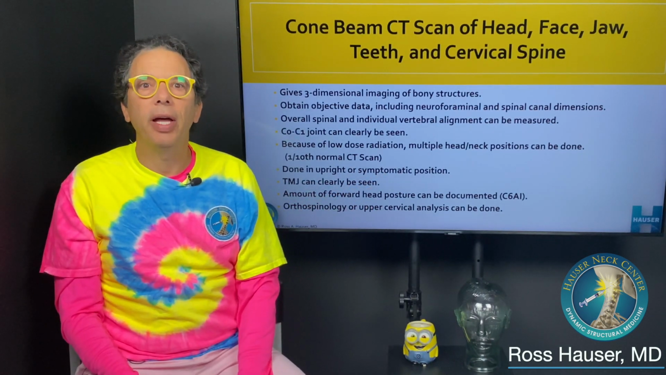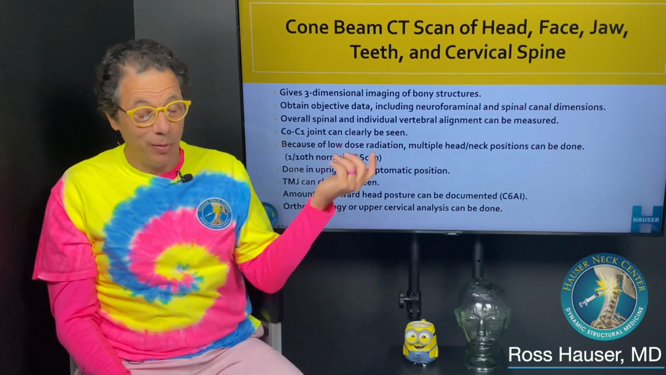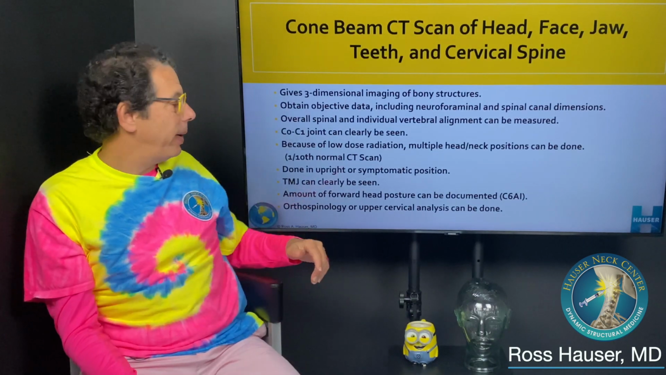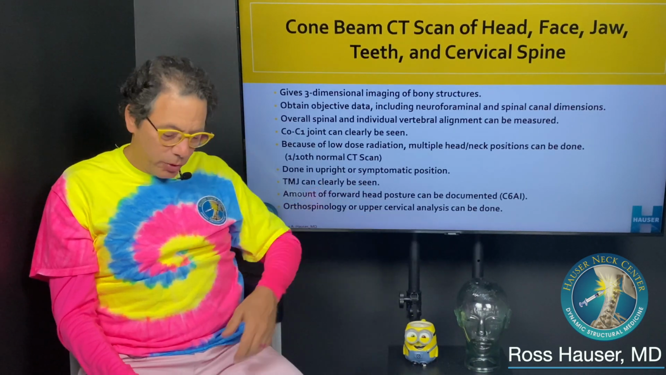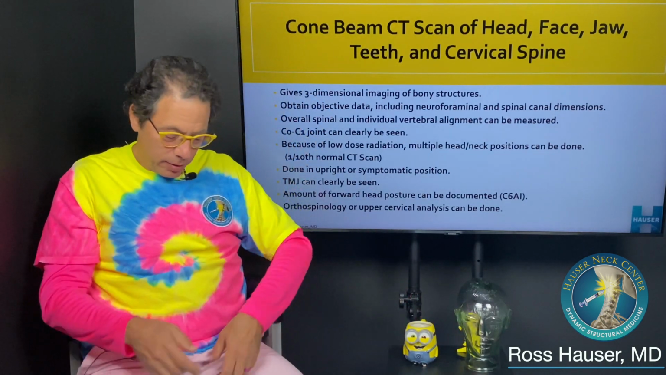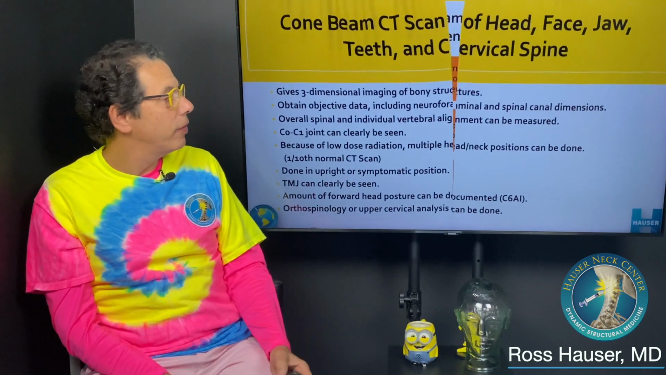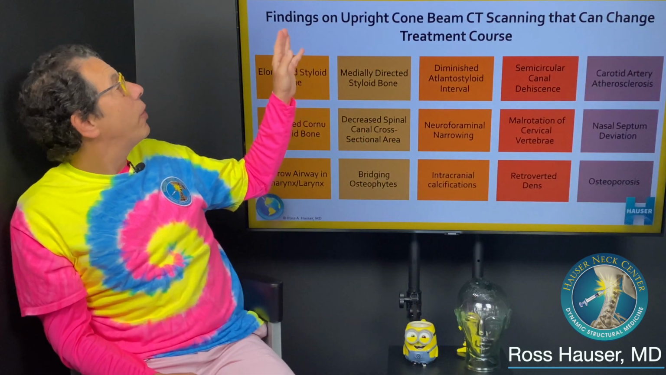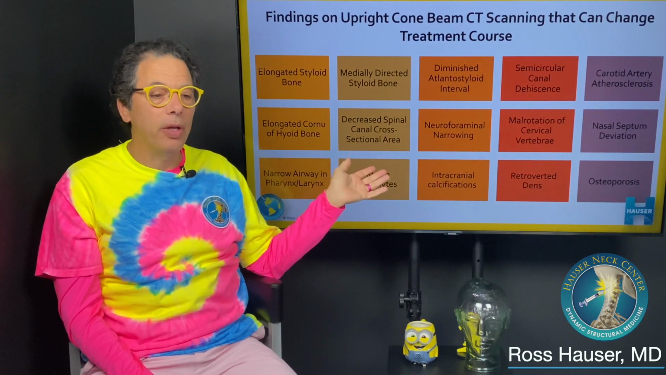For instance, if somebody said, "Doc, I'm just telling you, I get massively dizzy when I rotate my head to the left," well, we can do a cone beam CT scan when they're rotated to the left. So then we see the exact symptomatic position. You can do analysis of the TMJ, and of course you can get quantification of the cervical spine alignment and how far forward the atlas is. And then it also gives us findings that can change the treatment course, and these are some of the things.